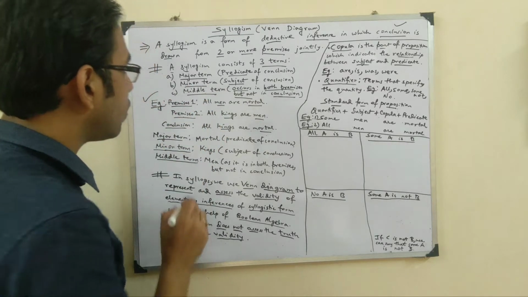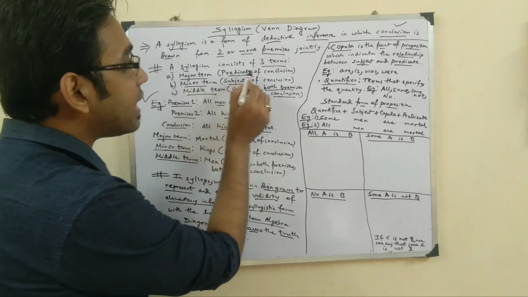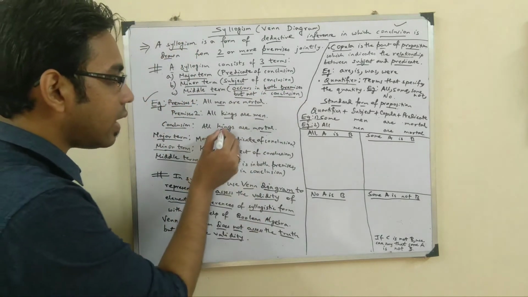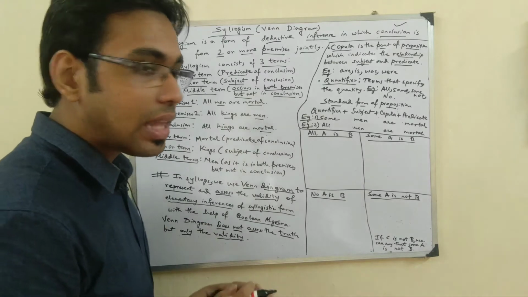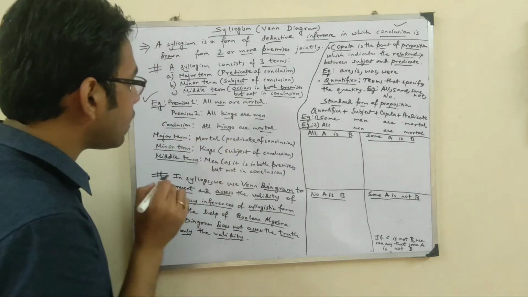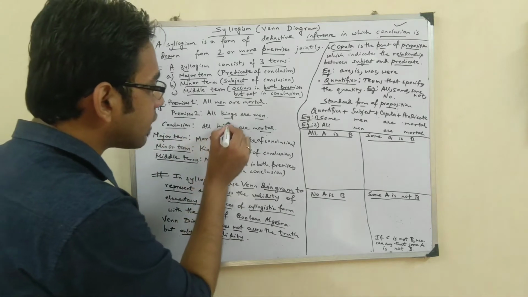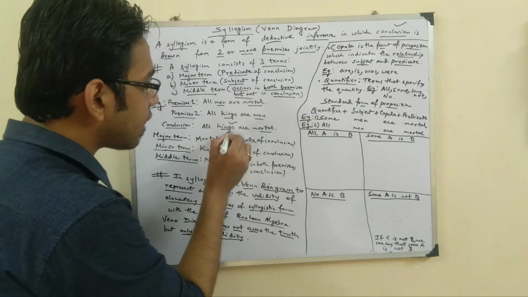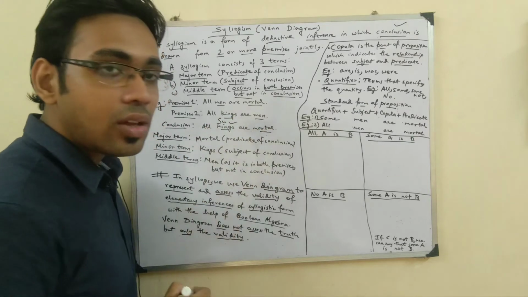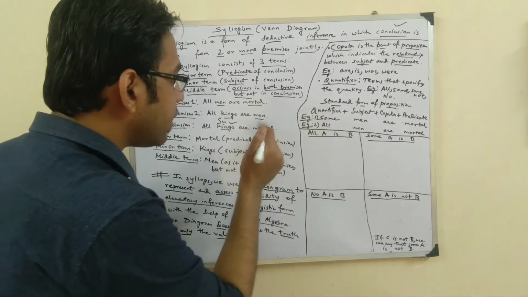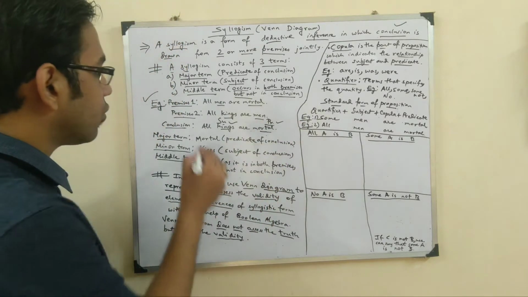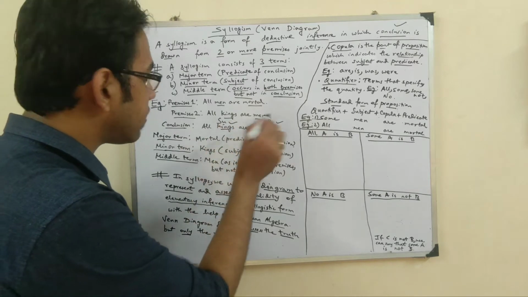So what I have said, major term means predicate of the conclusion. What is predicate and what is subject? Subject is the first thing, the first thing that we are concentrating on in the statement. What is the first relevant thing in the conclusion? It is kings. So it is the subject. What is the next thing? All kings are what? Are mortal. So it is the predicate. So kings is the subject and mortal is the predicate.